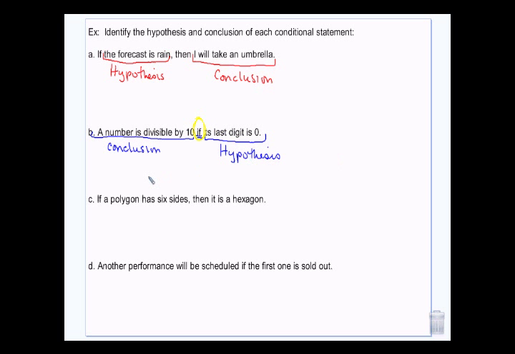Okay. If a polygon has 6 sides, then it's a hexagon. So a polygon has 6 sides is the hypothesis. It is a hexagon is the conclusion. Okay, where are we now? Where's my hypothesis?